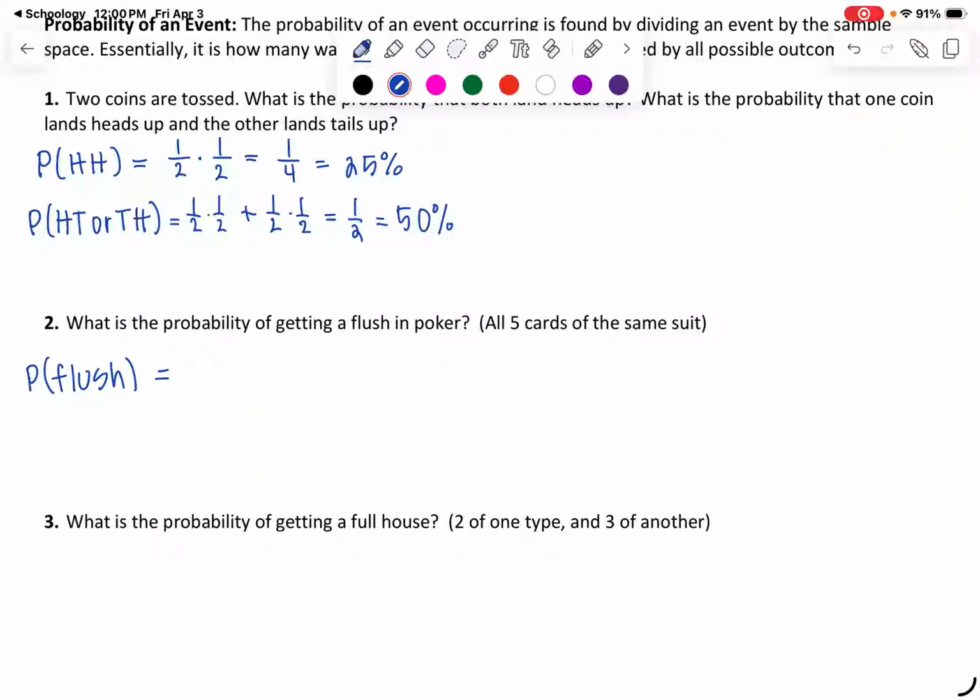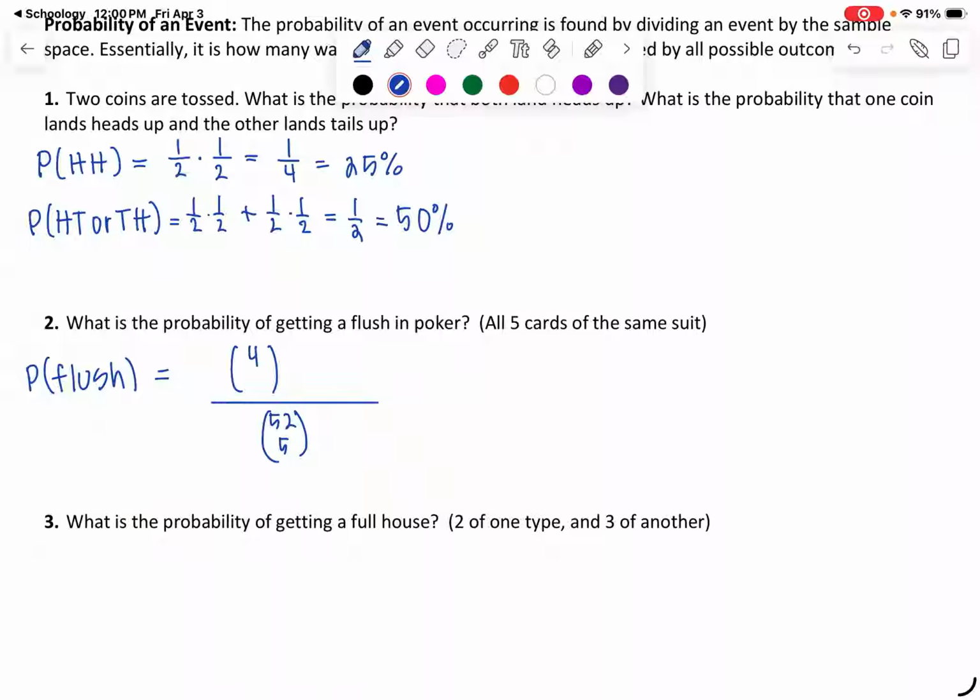I like doing the denominator first, which is all possible outcomes. Of the 52 cards, we are choosing 5 cards. Now in the numerator, we want to know how many different ways the event can occur. How many different ways can we get a flush? To get a flush, you first have to have all of the same suit. There are 4 suits in a deck of cards.